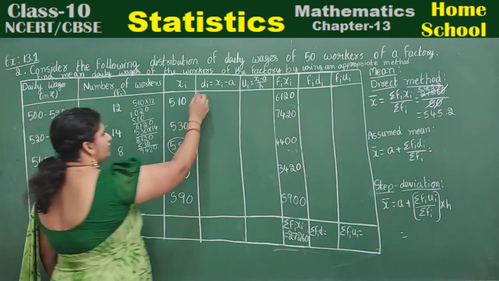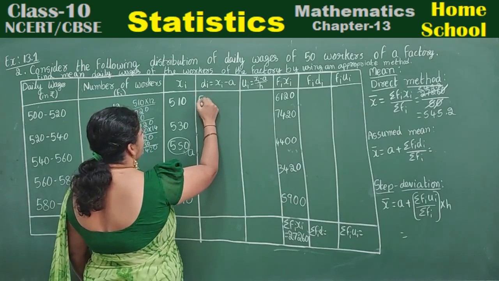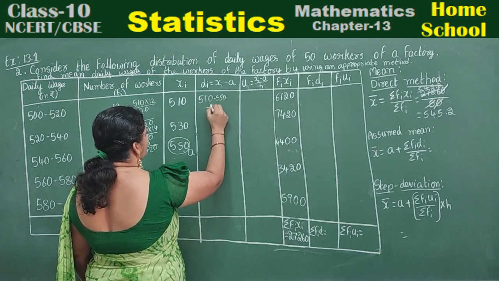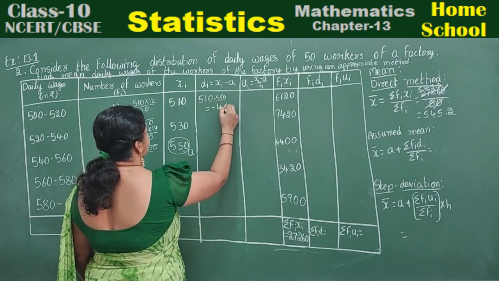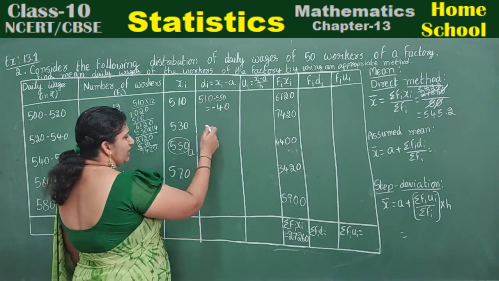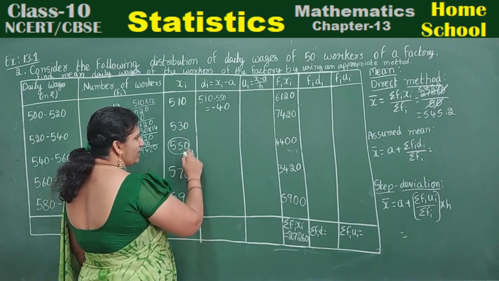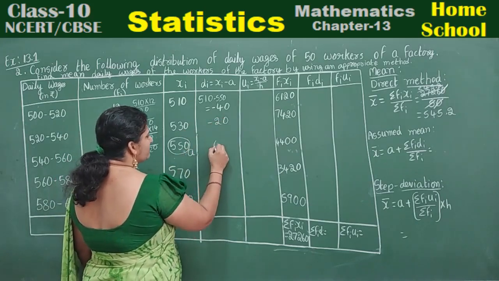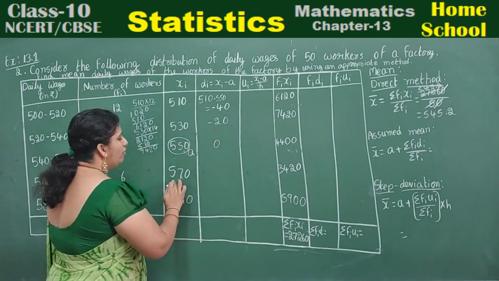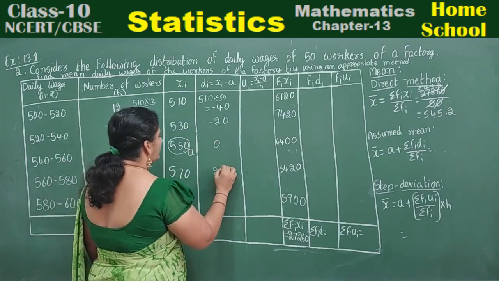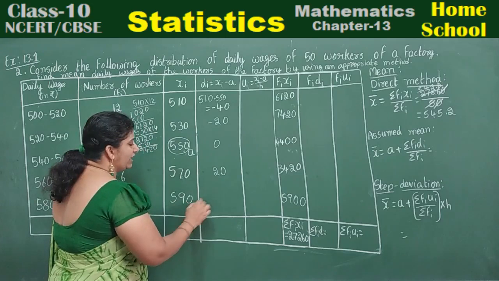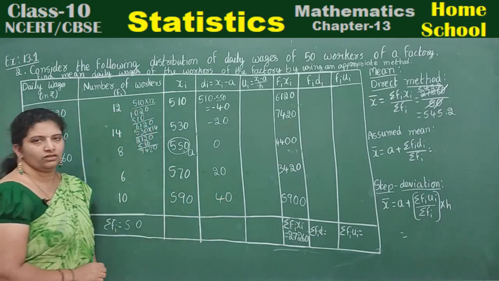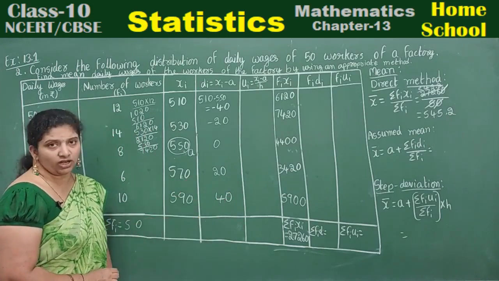Okay. Now Di. 510 minus 550 is equal to how much? Minus 40. Similarly, subtract 530 minus 550, minus 20. 550 minus 550 is 0. 570 minus 550, 20. 590 minus 550, 40. No need of adding this column.